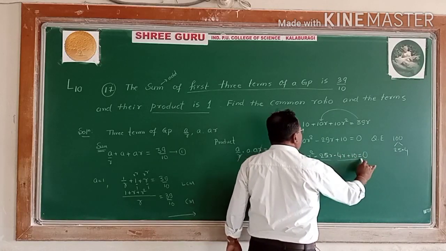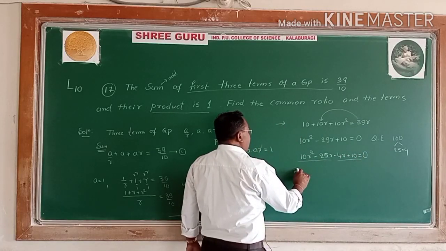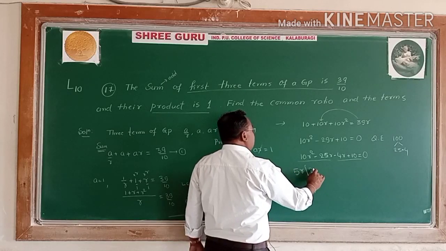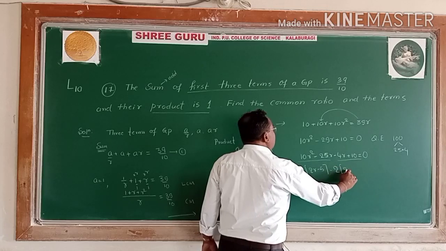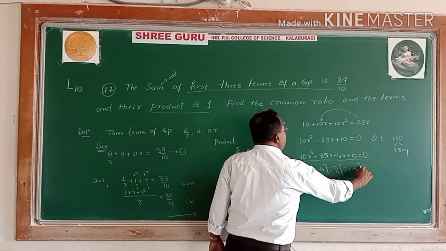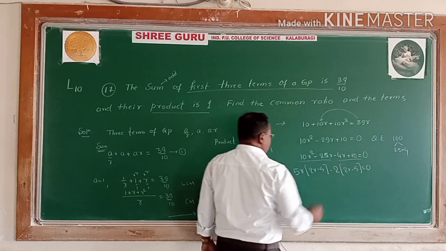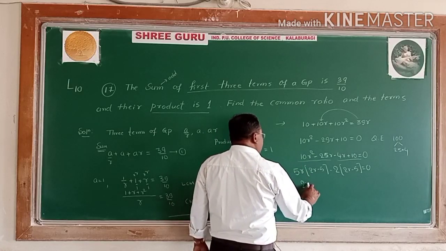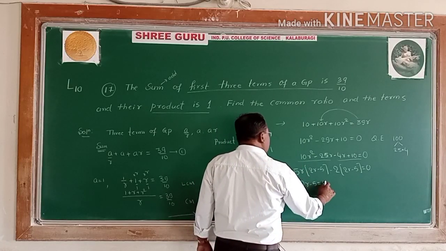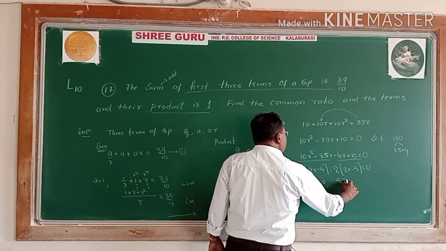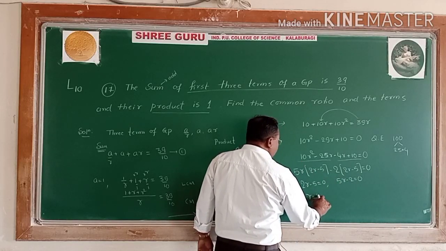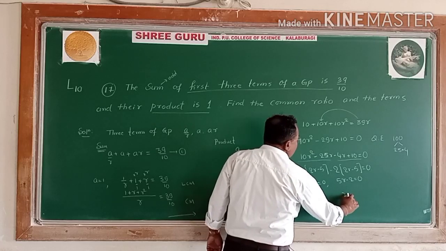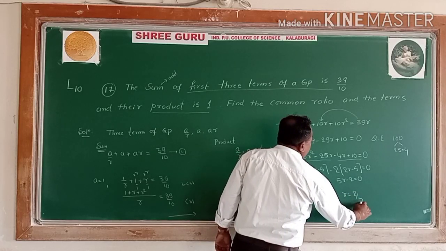From these two, take 5R common, and from the other two take minus 2 common. 2R minus 5 is equal to 0, and 5R minus 2 is equal to 0. Two values: R value is 5 by 2, or R value is 2 by 5.